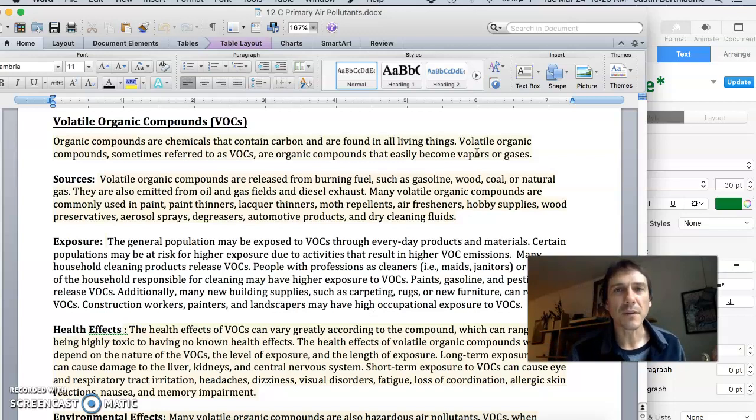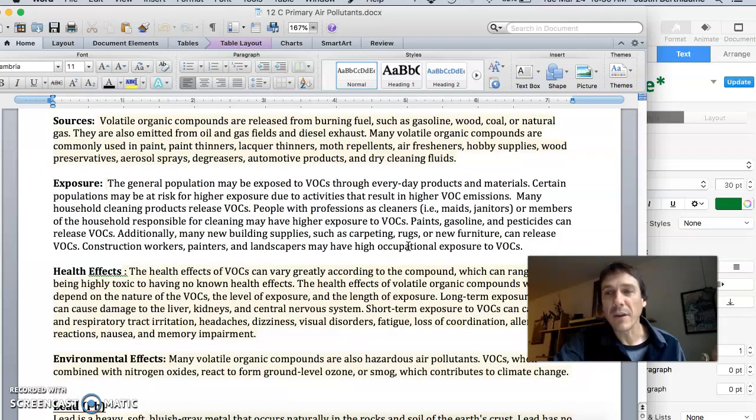So they're also found in paint, paint thinners, air fresheners, aerosol sprays, a lot of automotive products, and dry cleaning fluids. So these are bad for you because they're in everyday products that we use all the time.